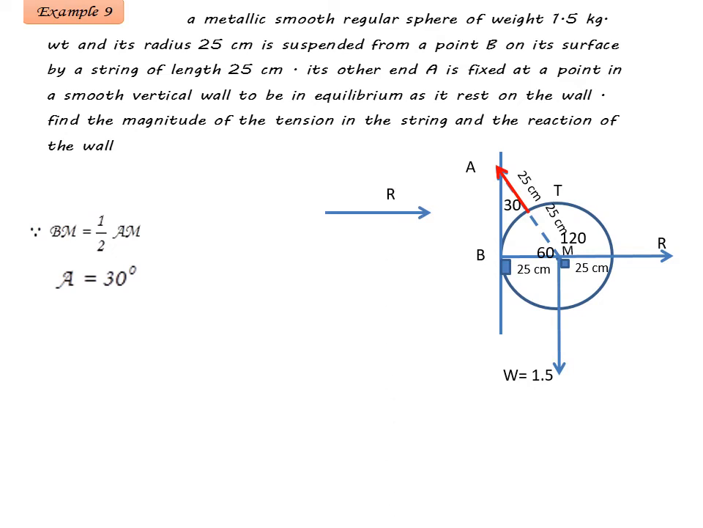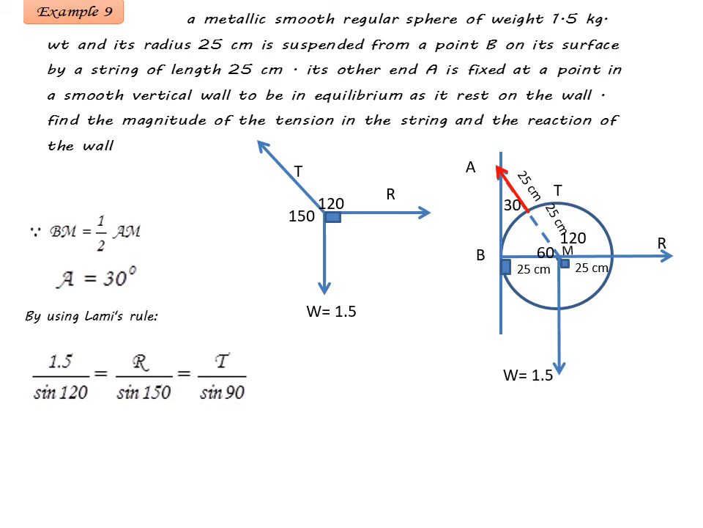Finally, we have three forces. First R, the reaction, and then the tension in the string, then the weight. What about the angle between the tension and the reaction? It equals 120 degrees. Finally, the weight is perpendicular to R, the reaction. And also the angle between the tension and the weight equals 60 plus 90, 150. Finally, apply Lami's rule.